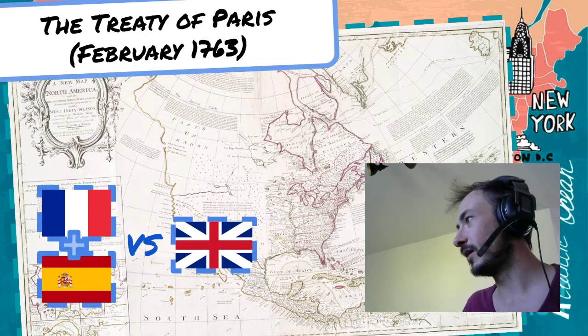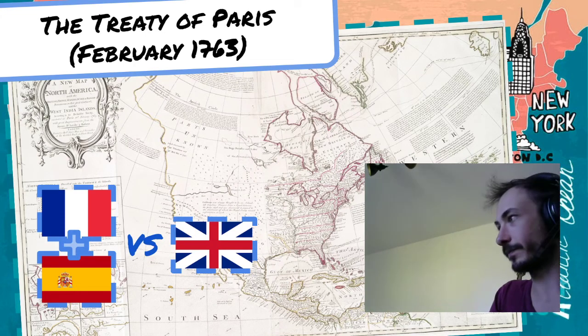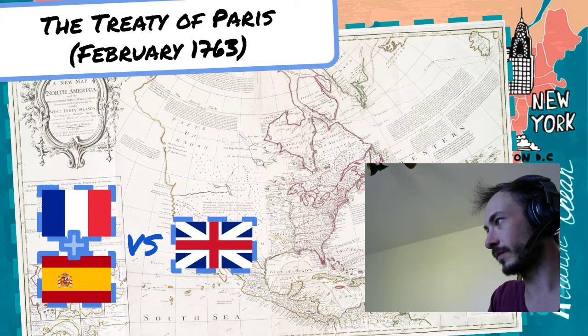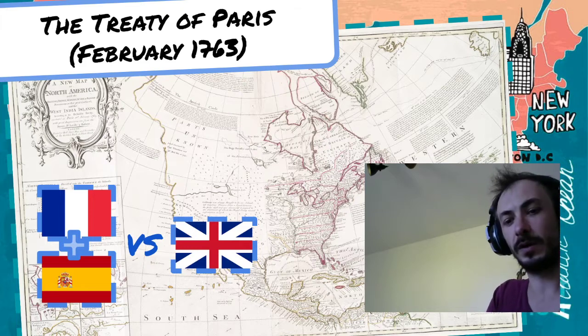Cette guerre, on l'appelle the Indian and French War, ou alors the Seven Years War.